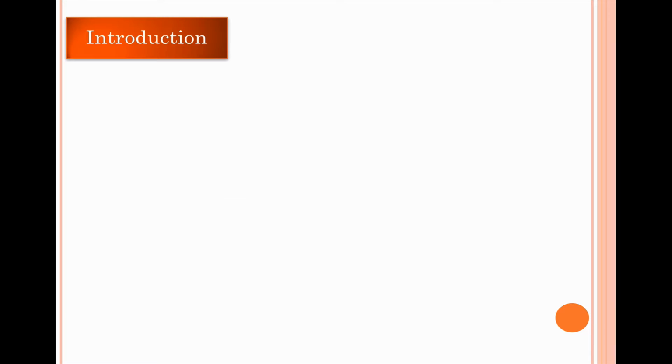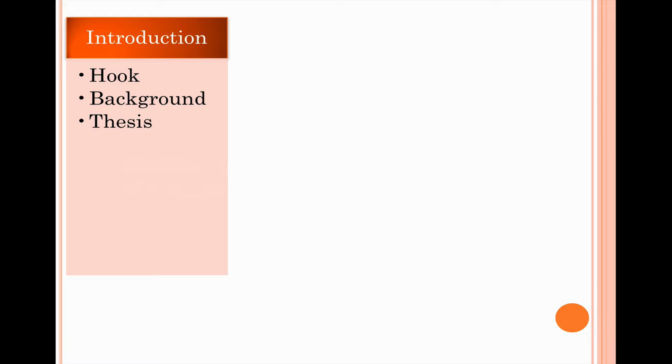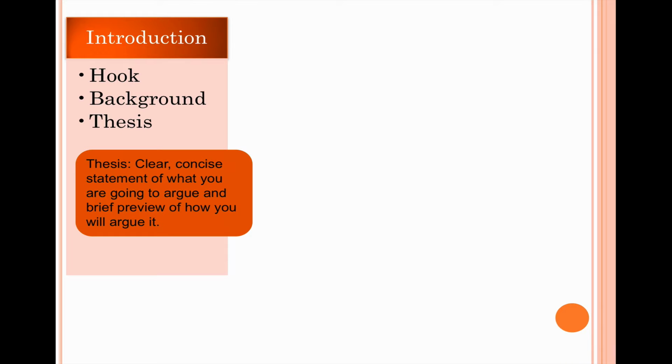So when you think about outlining, there are a few key components, 3 basic components of an outline. There's the introduction, which includes a hook, background, and thesis statement. So what is a hook? A hook is basically what gets your reader interested. You want to make some provocative or interesting statement about the past to get them interested in what you're about to argue.